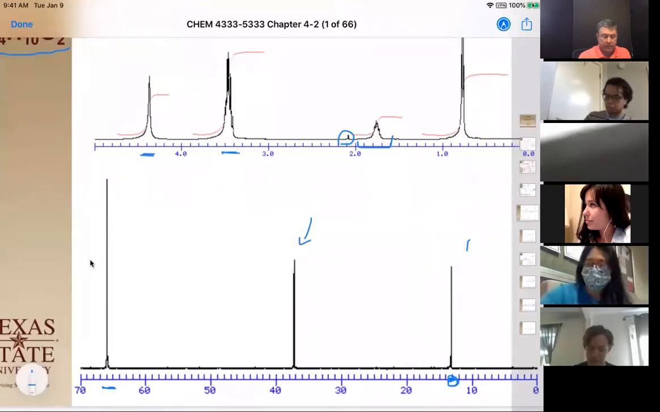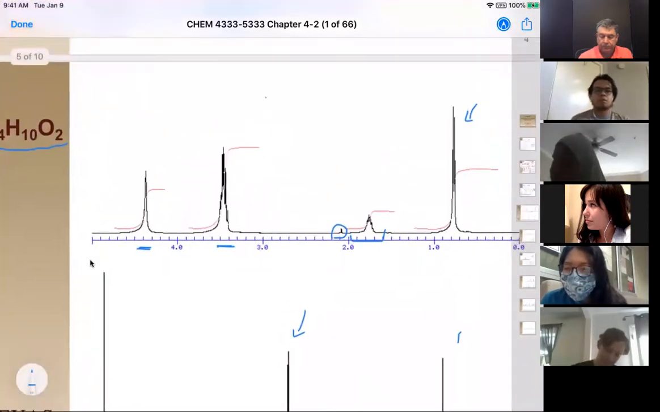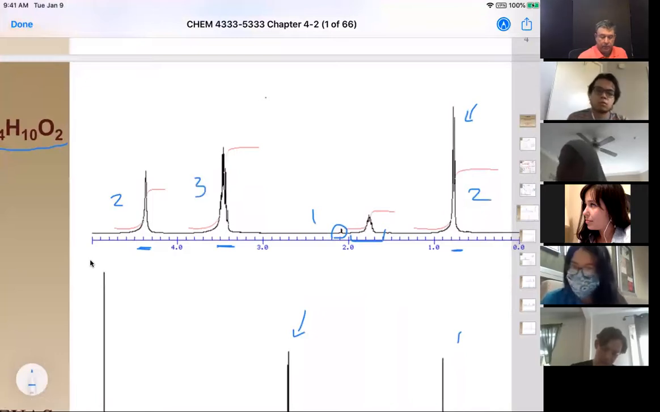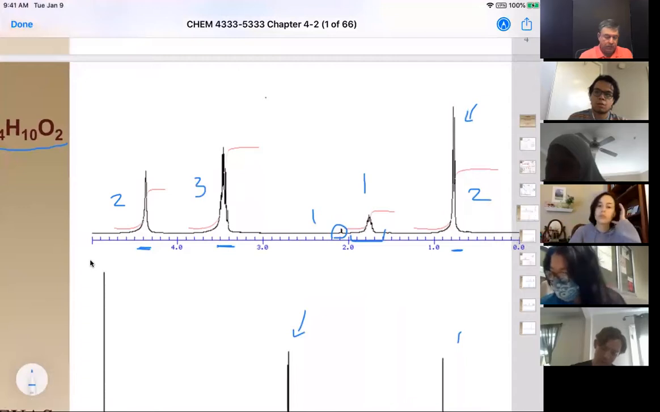Okay, this is probably something bonded next to an oxygen. And this is the things in between. Okay. So what does this tell us here? We have, it looks like 1, 2, 3, 2. That's 5, 6, 7, 8. That's not enough hydrogens. So 2, 3, 1, 2.